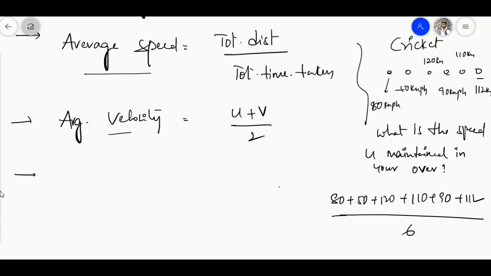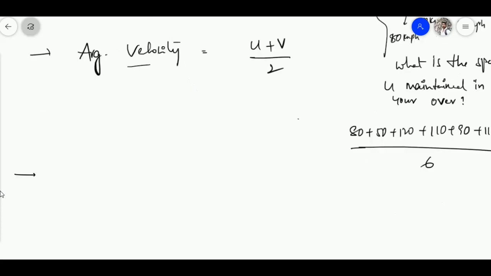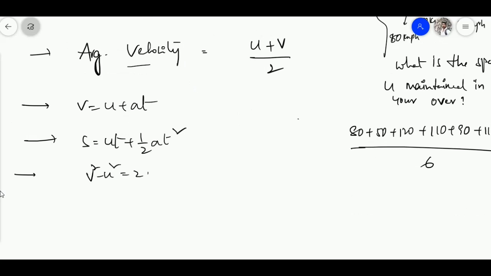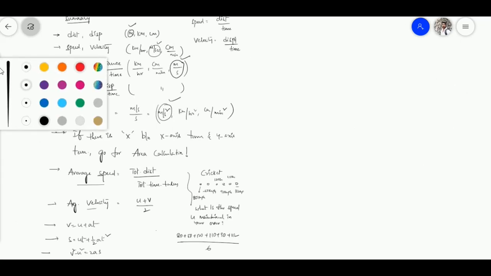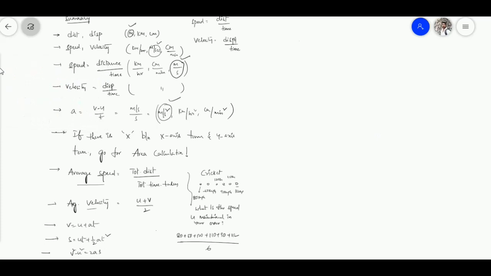Another formula, yeah, and lastly we are left with 3 equations. V is equal to U plus AT, S is equal to UT plus half AT square, V square minus U square equal to 2AS. Okay. So simply I can say this is the summary. This is the whole thing which we are going to use in the problems.